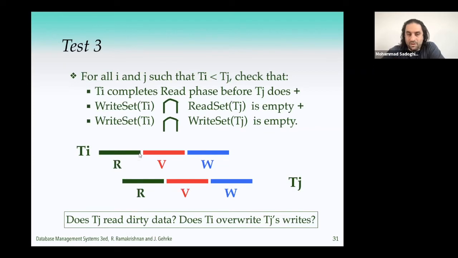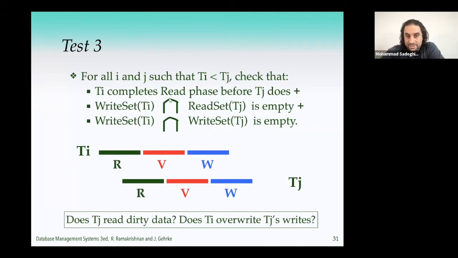But all of these could happen. The reads are happening concurrently, the validations are happening concurrently, and the writes are happening concurrently. There's no mechanism for coordinating that concurrent execution. So now what other rules do we need, or what other test needs to be done?